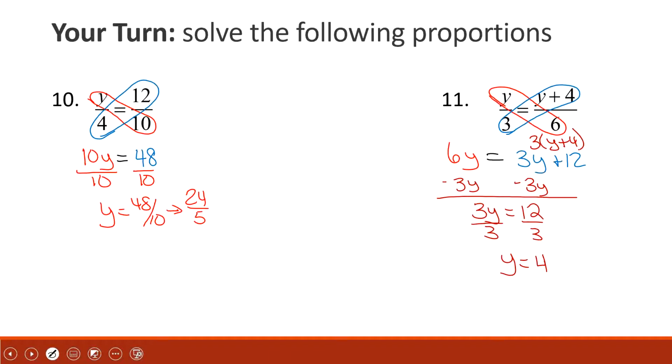So again, I hope this is kind of coming back to you, making some sense. Maybe it's something you remember seeing, and now it makes even more sense from before. That's awesome. All right, so moving on.